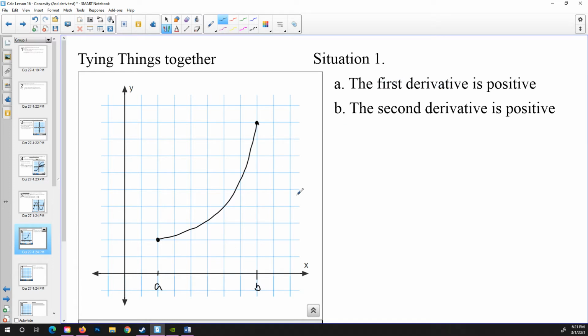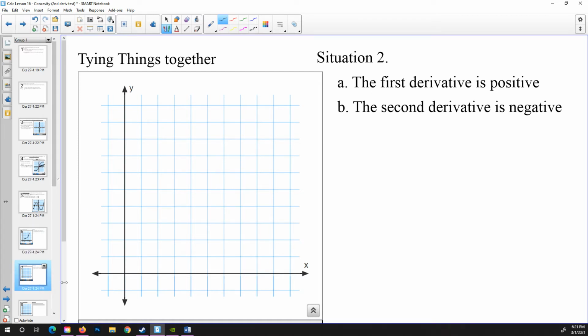First derivative positive, it's increasing. Second derivative positive, it's concave up. The next situation, the first derivative is positive and the second derivative is negative. So if we draw in the same type of diagram here, the first derivative being positive means that it must be increasing. With the second derivative being negative, it must be concave down. So there's an increasing function that is concave down.